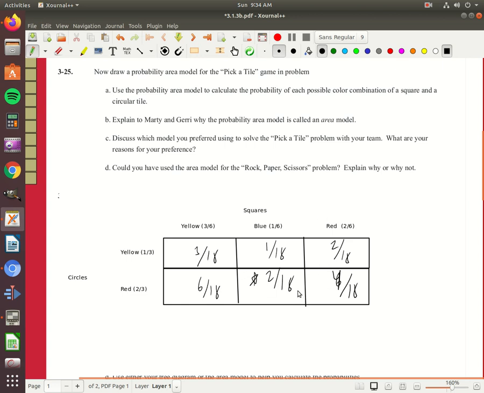It says discuss which model you preferred using the pick a tile problem with your team. So I don't know, maybe you preferred the tree diagram, or maybe you preferred the area model. Let's say area models are typically cleaner to keep organized, in my opinion. But like we mentioned, could you have used an area model for the rock, paper, scissors? I would say no.